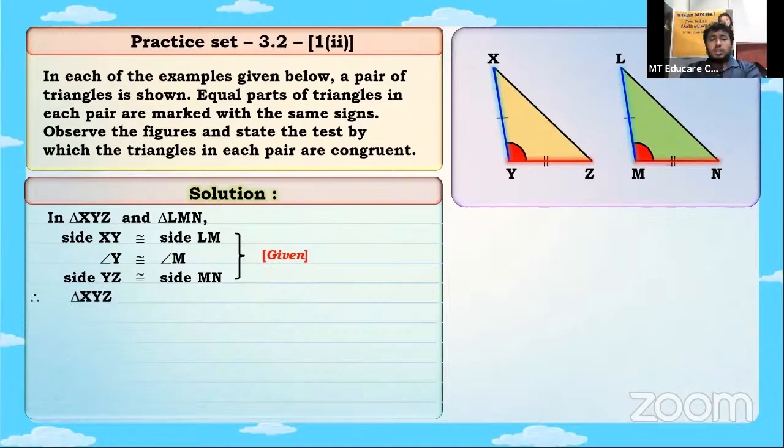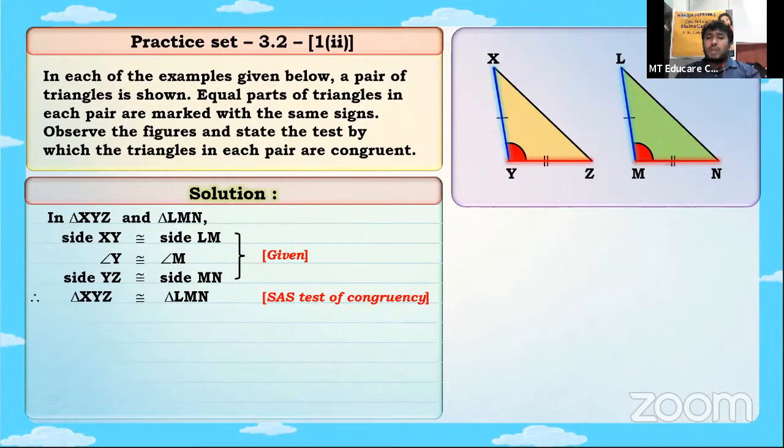Now students, observe carefully. You have a side, you have an included angle. Included angle means the angle between two sides. The small part trapped between the two sides is called the included angle. So the triangles will be congruent by SAS test of congruency.